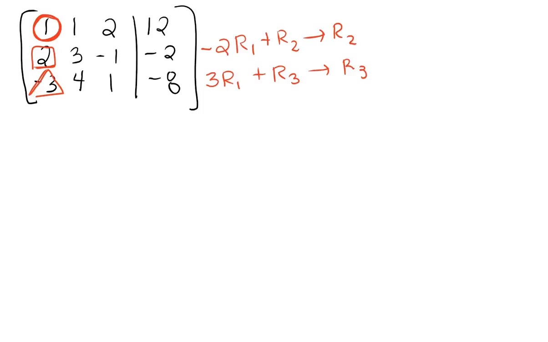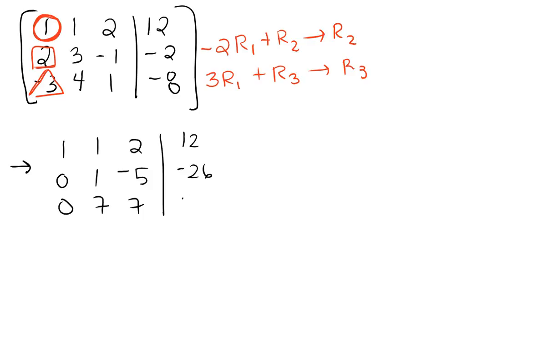Okay, so after doing these row operations, we end up with the following matrix. We have a 1, 0, 0, a 1, 1, 7, a 2, -5, +7, and then a 12, -26, and a +28. This is now the next matrix we want to use for our Gauss-Jordan elimination process.